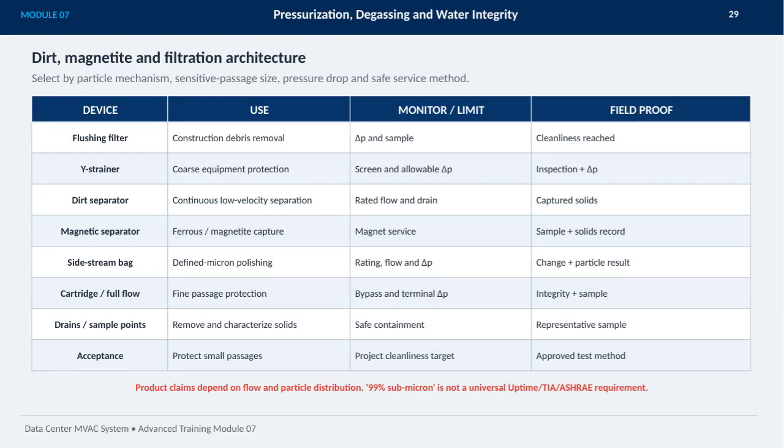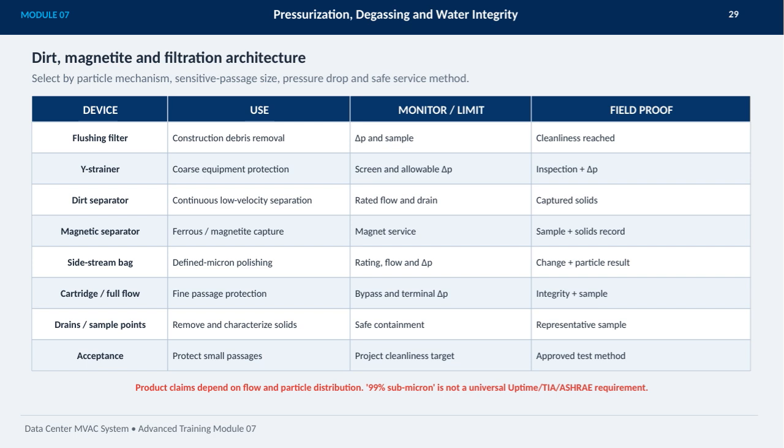On this slide, we focus on the critical aspects of dirt, magnetite, and filtration architecture within Data Center MVAC systems. Choosing the right filtration device depends heavily on factors such as the particle removal mechanism, the size of sensitive passages, pressure drop considerations, and ensuring safe service methods.